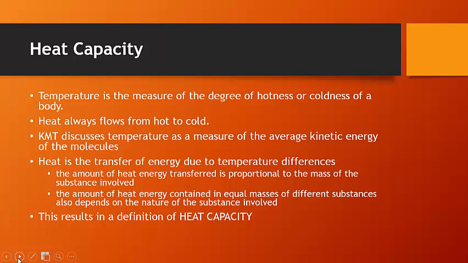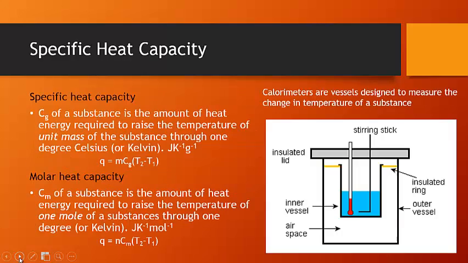The amount of heat energy transferred is proportional first to the mass and also to the type of substance that's involved. And this results in a definition for heat capacity. The specific heat capacity is specific to a substance. When you're talking about heat capacity Cg, you're talking about the heat required to raise the temperature of 1 unit mass, a kilogram or a gram, through 1 degree Celsius or Kelvin. It's the same scale, so that works quite well.